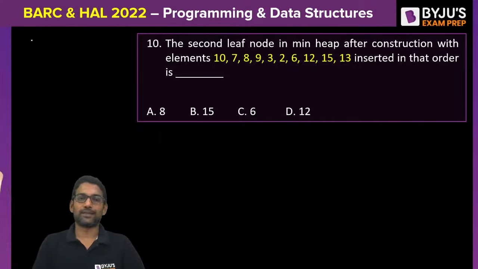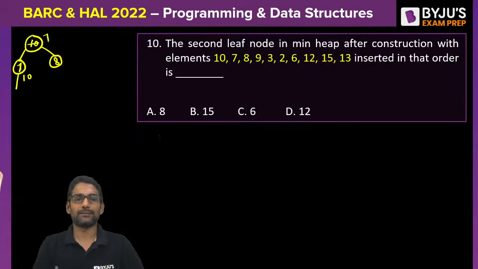Okay, look at it. First we insert 10, only one element, so definitely it is a heap. Then 7. As it is a min heap, we will swap 7 and 10. Then 8. Then 9. As it is a min heap, we will swap 9 and 10. Then we have 3. So we will swap 3 and 9.